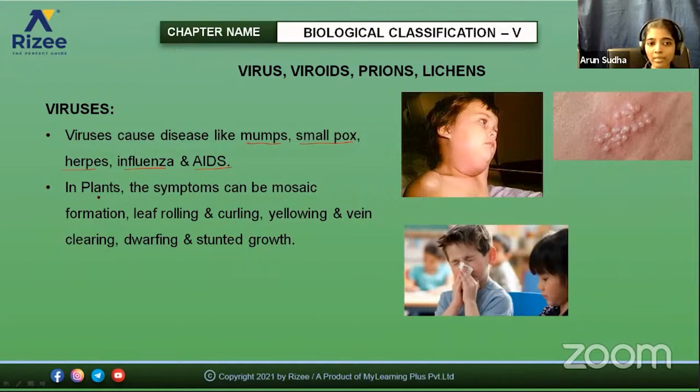In the case of plants, the symptoms can be mosaic formation, where there will be patches on the leaves, leaf rolling and curling, and yellowing of the leaves, that is, the leaves will turn yellow, and vein clearing and dwarfing, that is, stunted growth. So these are some of the symptoms of viral infection in plants.